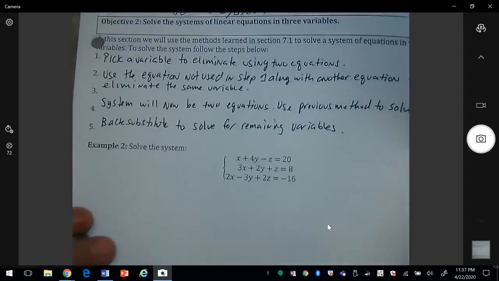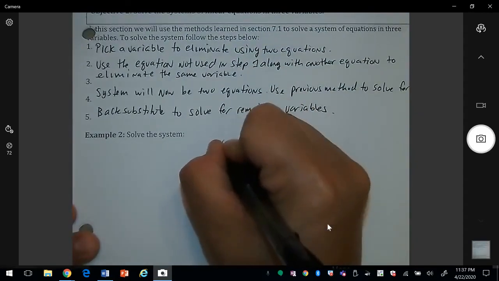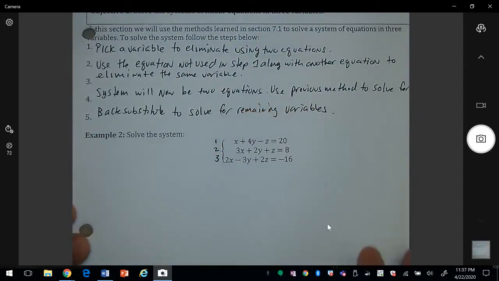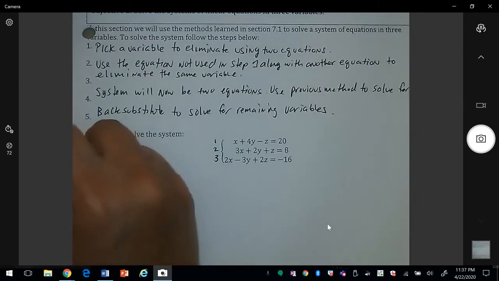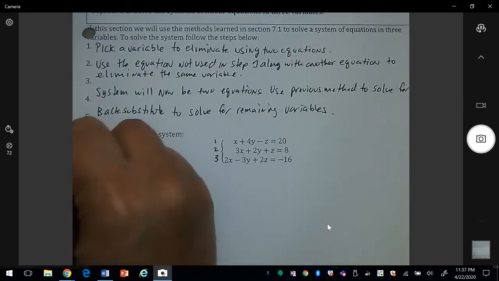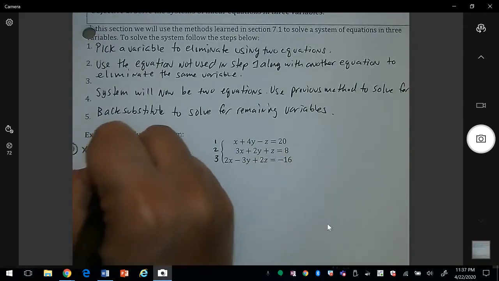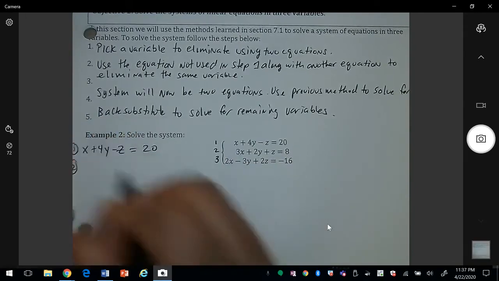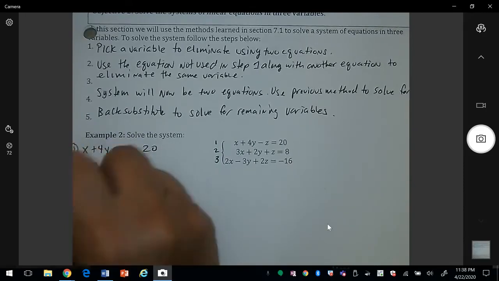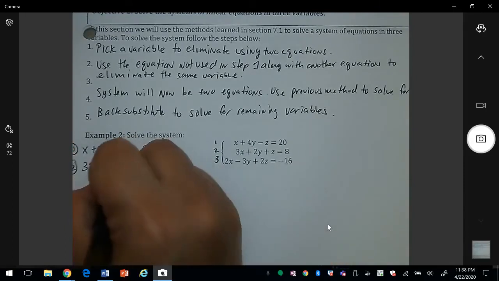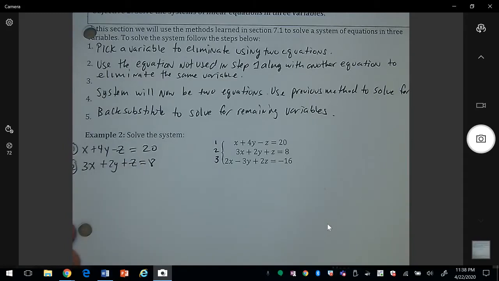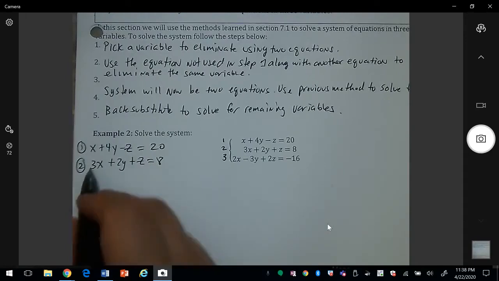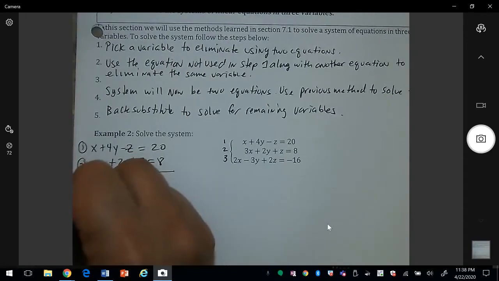What I like to do here is label these equation 1, 2, and 3. And so here I'm going to go ahead and choose equation number 1 and equation number 2. And then I'm going to choose a variable that I can get rid of. So notice here we have negative z and positive z, so I can get rid of that using the elimination method.